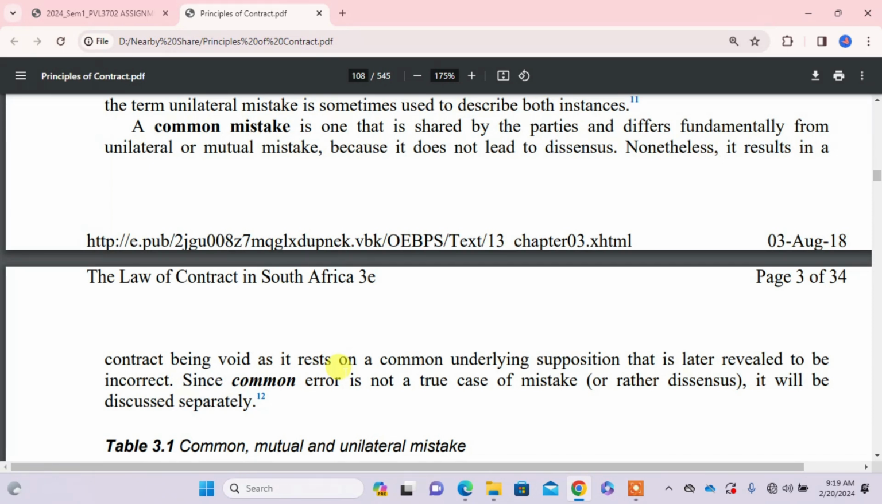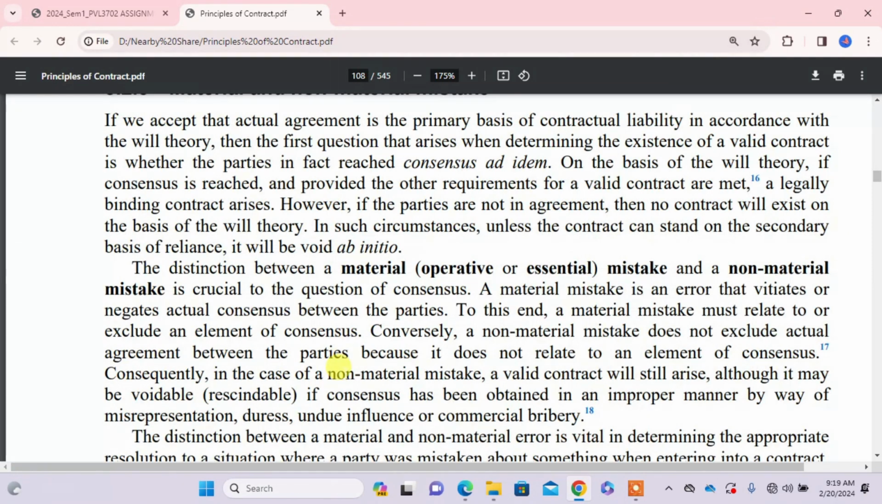Now, before we start with the will theory, it is important for us to read this. This one is about the will theory. It says that if we accept that actual agreement is the primary basis of contractual liability in accordance with the will theory, then the first question that arises when determining the existence of a valid contract is whether the parties in fact reached consensus ad idem, which is the primary basis of contractual liability under the will theory.